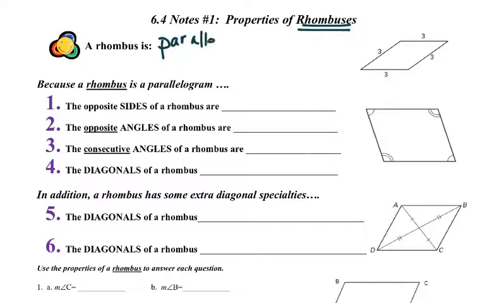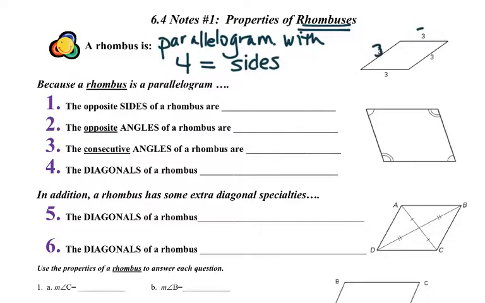A rhombus is a parallelogram with, do you know what it has? 4 equal sides. Parallelogram with 4 equal sides. So you see this one has 3, 3, 3, 3. So it's a parallelogram, all the sides are equal. That's all. But once you get the equal sides, you kind of get some extra stuff. But first let's do the regular stuff.